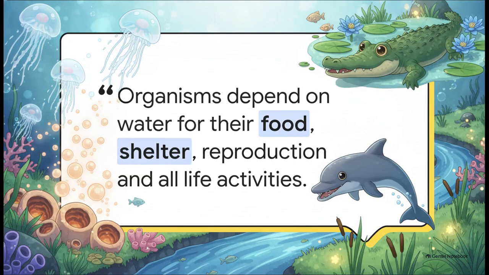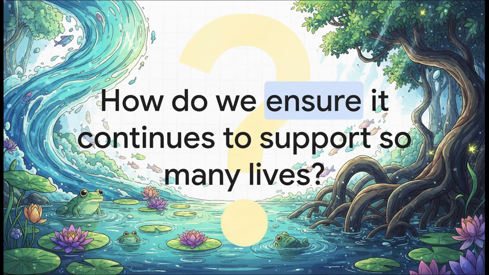So the crucial point is summarized beautifully right here in our source material. The water organisms depend on water for their food, shelter, reproduction, and all other life activities. Water supports many lives. Whether it's a superheated hydrothermal vent deep in the ocean, a perfectly still lentic pond, a rushing lotic river, or a constantly shifting wetland, this scientific classification is the concrete reality of how life is sustained on our planet. Which leaves us with this final thought.